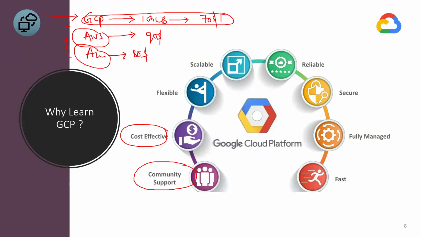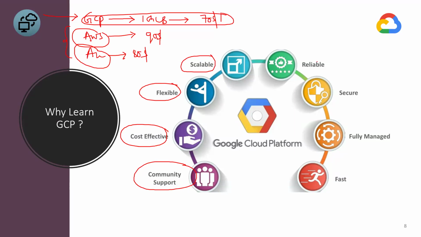Now look at here. Our second point is that these are cost effective services and they are flexible. These services are flexible according to our requirement. We can scale up and down. That means we can increase the services or resources, and we can reduce the resources also.